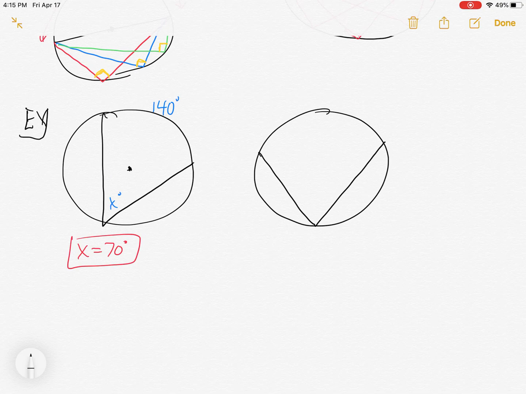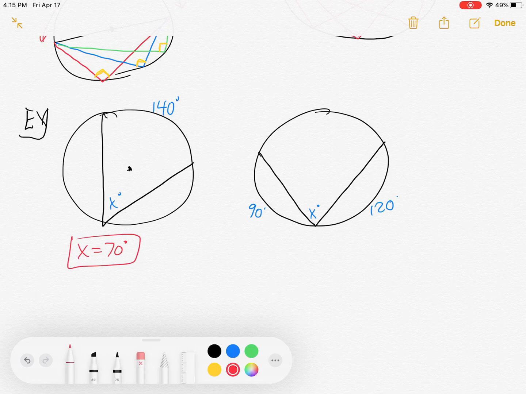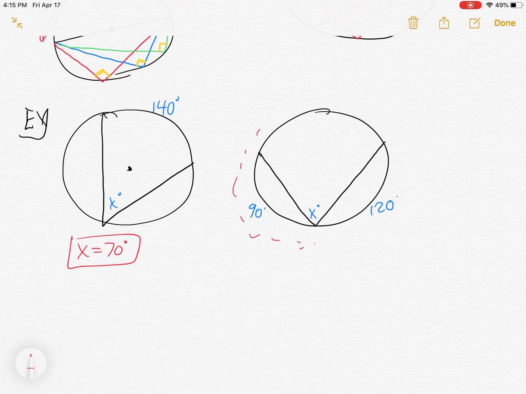Try another. Let's say this is given as 90, and this is given as 120, and I want to find out what this is. This is a good one. This one's a little tougher. Give you a second to think about it.